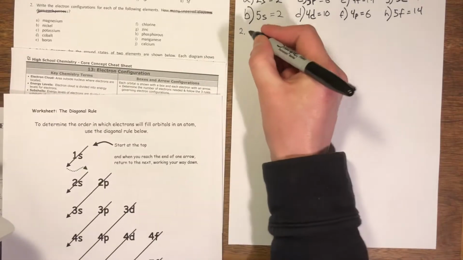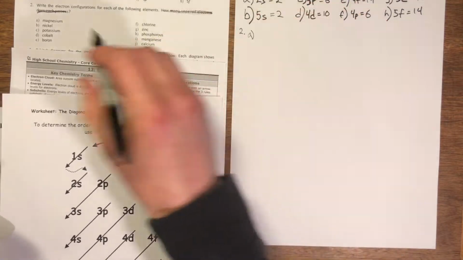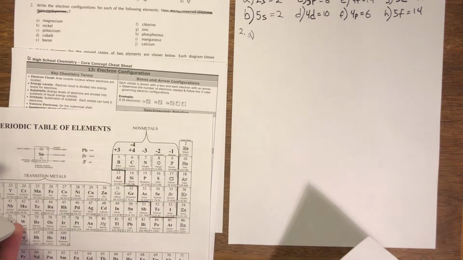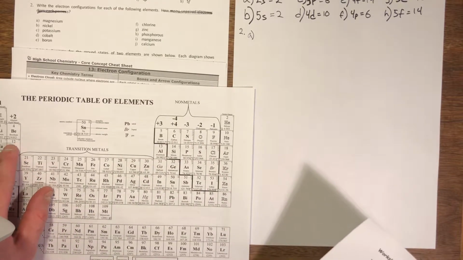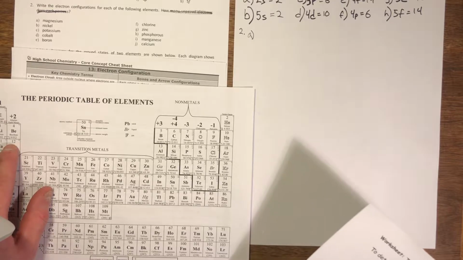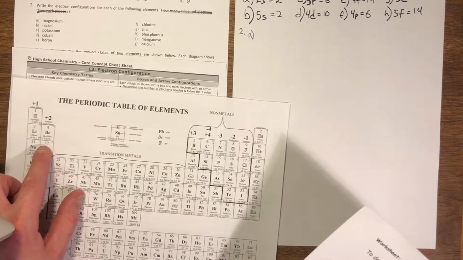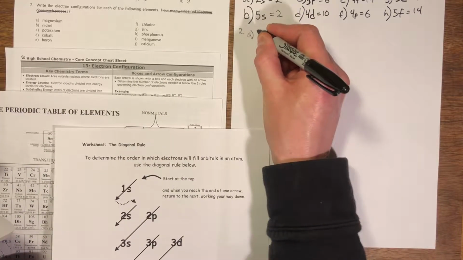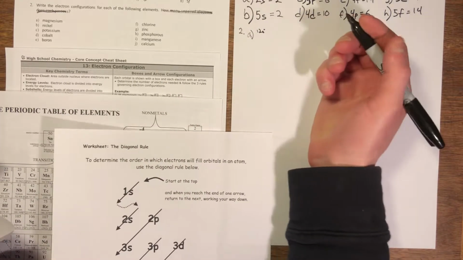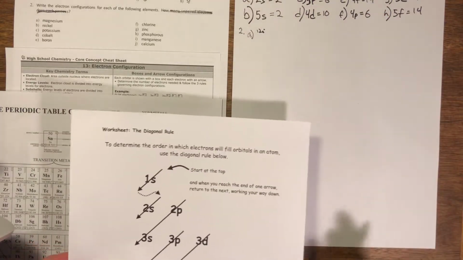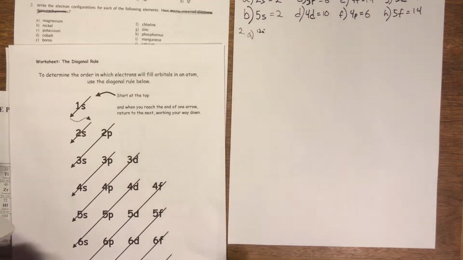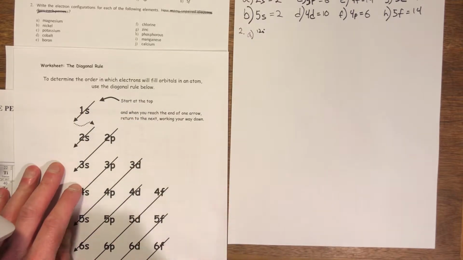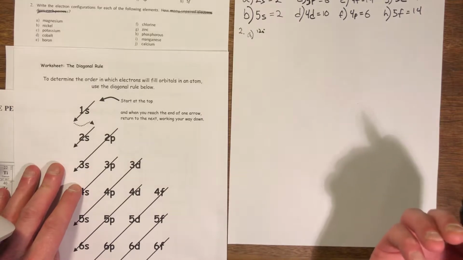Okay, so the first one says magnesium. First thing you want to do is look at your periodic table and look at the atomic number, which is 12. So then you know you have 12 electrons you have to take care of. You don't have to write that, but it might help as a reference. And then you just go through the diagonal rule, filling in the orbitals with your 12 electrons until you're done.